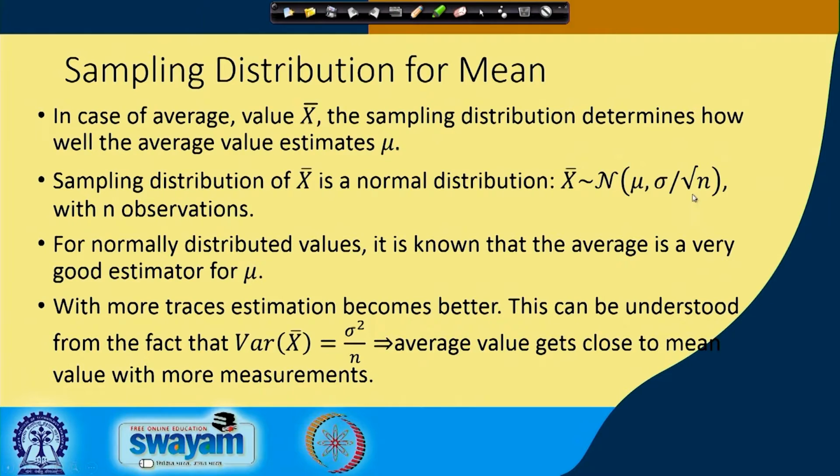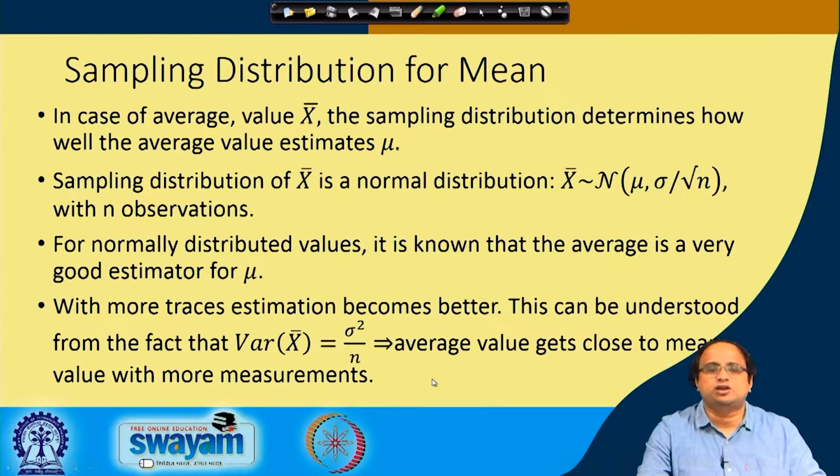This also shows that when you increase the value of n, sigma by square root of n gets smaller and smaller. That means the average value is getting close to the mean value with more and more measurements, with more and more observations. Therefore, for normally distributed values, we know that the average is a very good estimator for mu, and with more traces the estimation becomes better, and the average value tends more towards the value of mu.